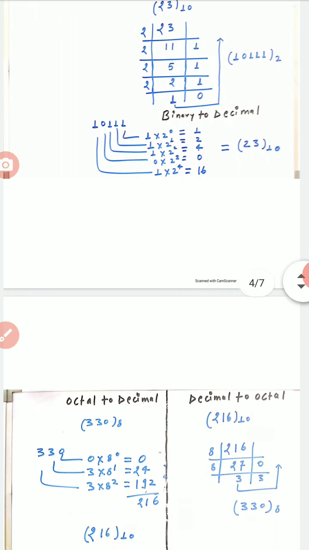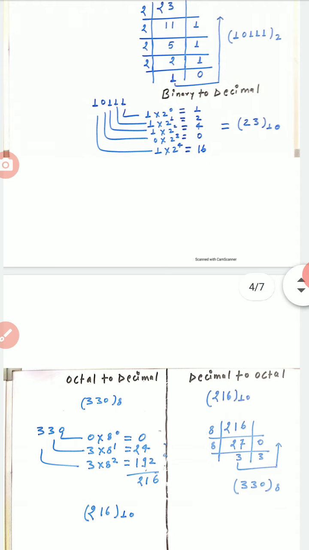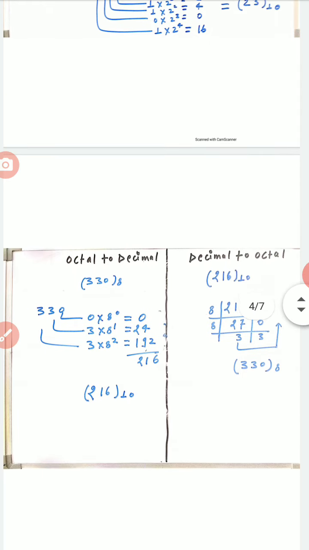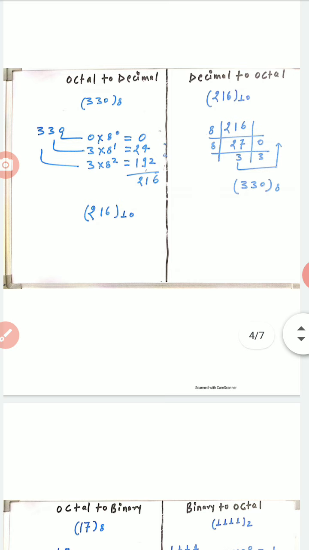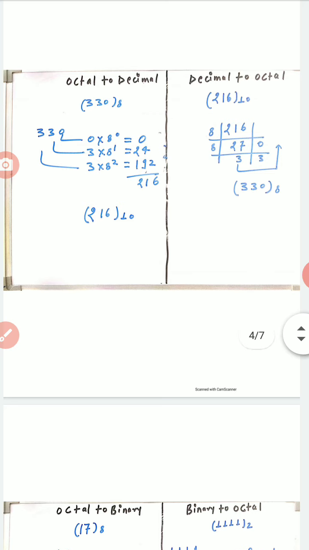Now next, we take decimal to octal. In the previous slide, we did decimal to binary and binary to decimal. Now we have decimal to the octal number system.